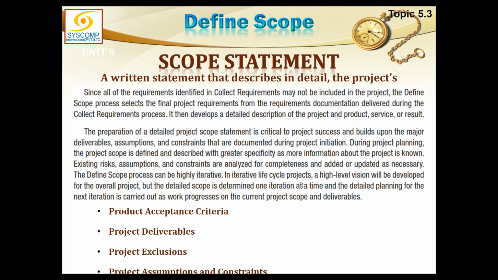In iterative life cycle projects, a high level vision will be developed for the overall project. But the detailed scope is determined one iteration at a time, and the detailed planning for the next iteration is carried out as work progresses on the current project scope and deliverable. You see, if your project is in phases and it's a highly iterative project, then you will establish the product and project scope for every phase. And you complete that and then you think about the next phase. So this is where the whole scope cannot be determined in the beginning, and we want to go phase by phase.